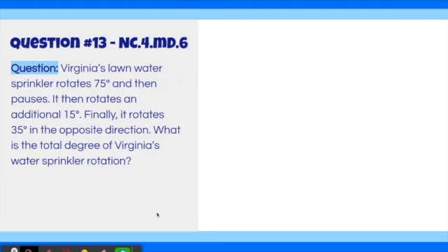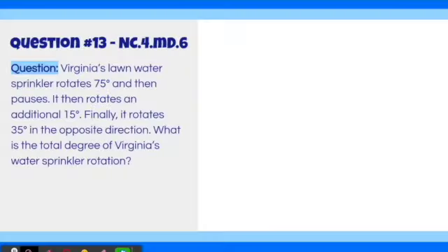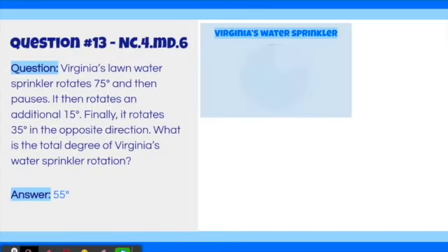Question number 13. Virginia's lawn water sprinkler rotates 75 degrees and then pauses. It then rotates an additional 15 degrees, and finally it rotates 35 degrees in the opposite direction. What is the total degree of Virginia's water sprinkler rotation from the original 0? Okay, so pause the video here if you need more time to answer the question. The answer to this question is 55 degrees.